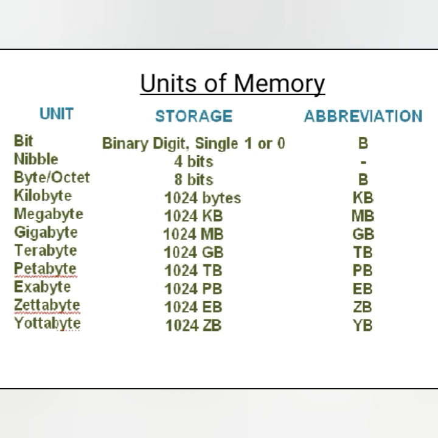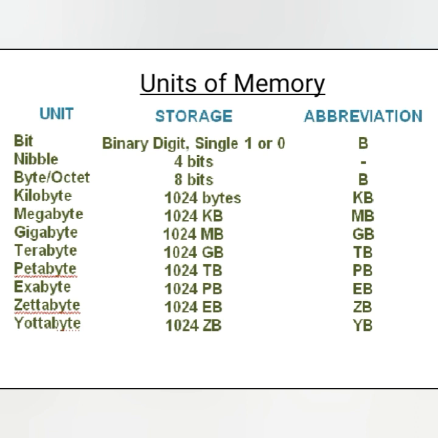Then the last section, the units of memory. Inside the computer memory, it is aligned as small storage locations. Each and every storage location is called a cell. One cell can hold one bit of information. One bit means one binary digit, that can be either 0 or 1. The combination of 4 bits is called a nibble, and the combination of 8 bits is called a byte or octet.